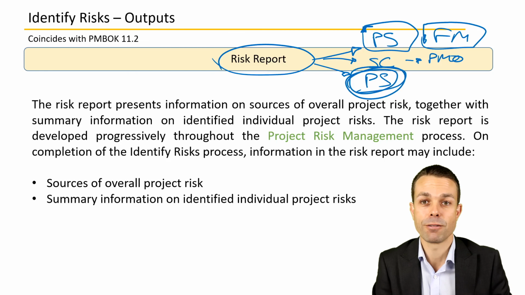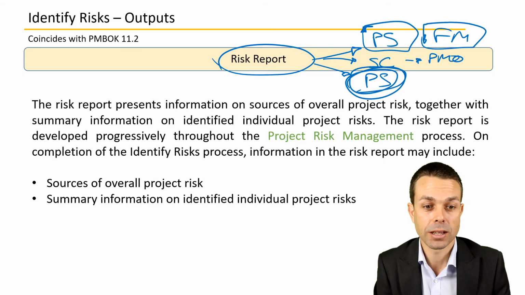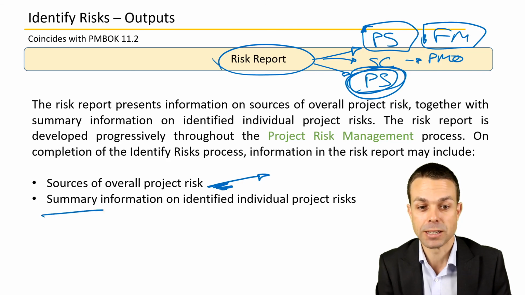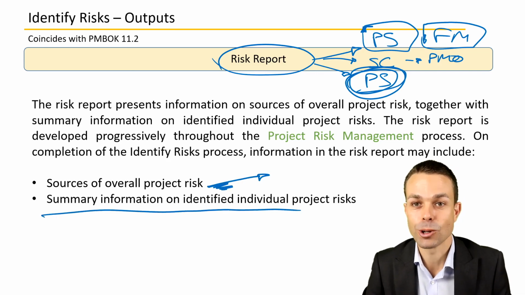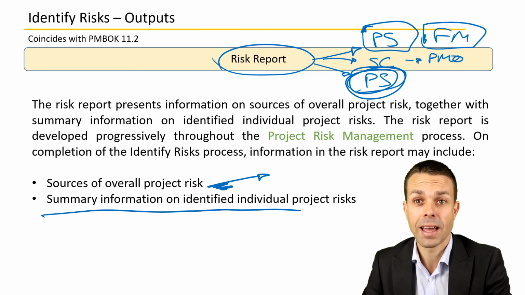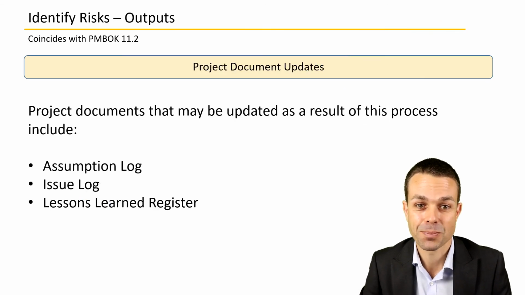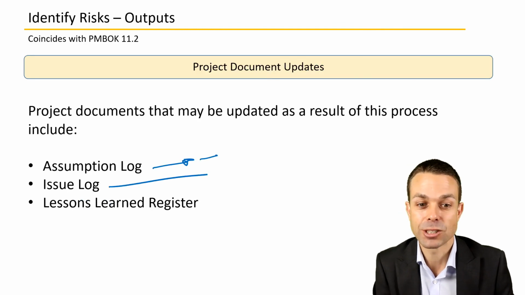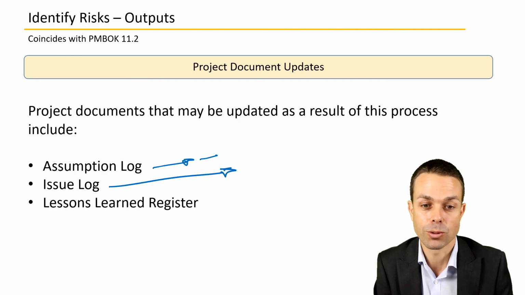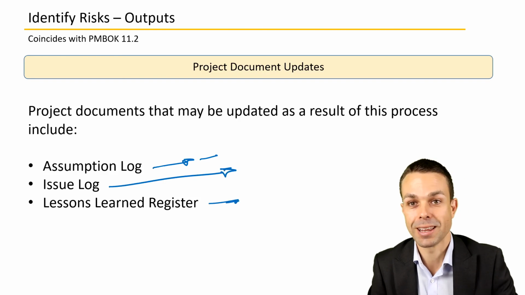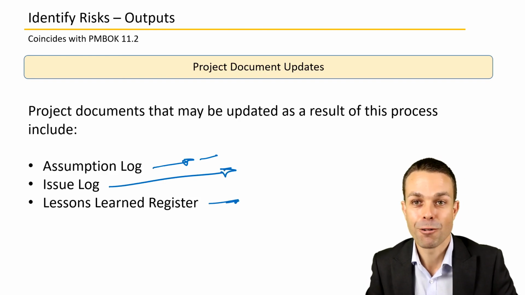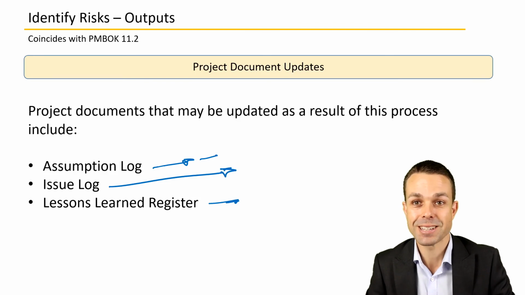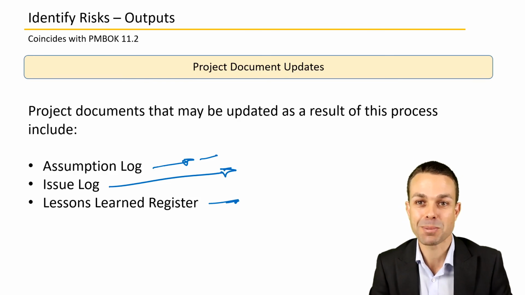But either way, we're taking that information and we're giving them a summary, the sources of the overall project risk, where are they coming from, and summary information on those identified individual risks. So that's a nice way to just get that information out there and everyone is on the same page. And of course, lastly, we might need the assumptions log. What assumptions have we made? Any issues that have been raised that we might need to manage as risks later on. And lessons learned. Have we learned any lessons? Do we need to update that lessons learned register for future projects? And that is all the detail for identifying risks as part of the project management body of knowledge.